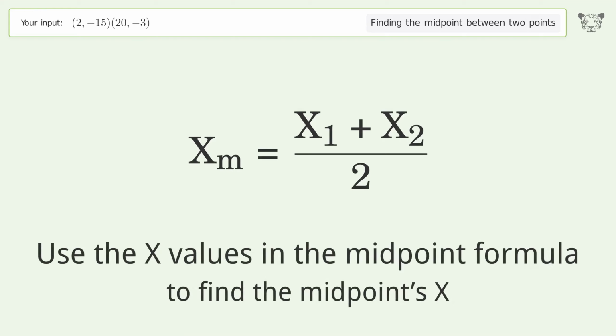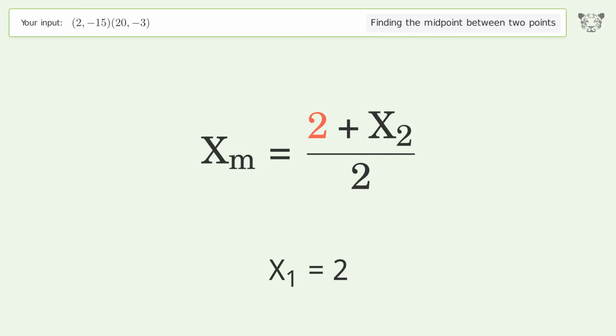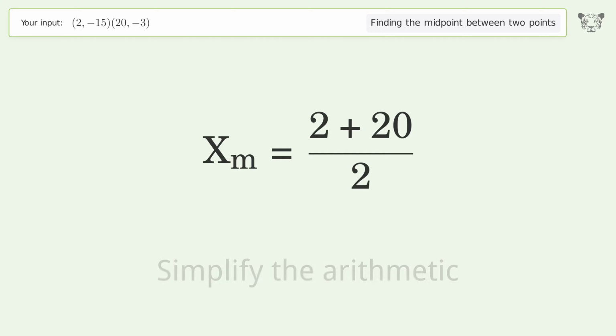Use the x values in the midpoint formula to find the midpoint's x. x1 equals 2. x2 equals 20. Simplify the arithmetic.